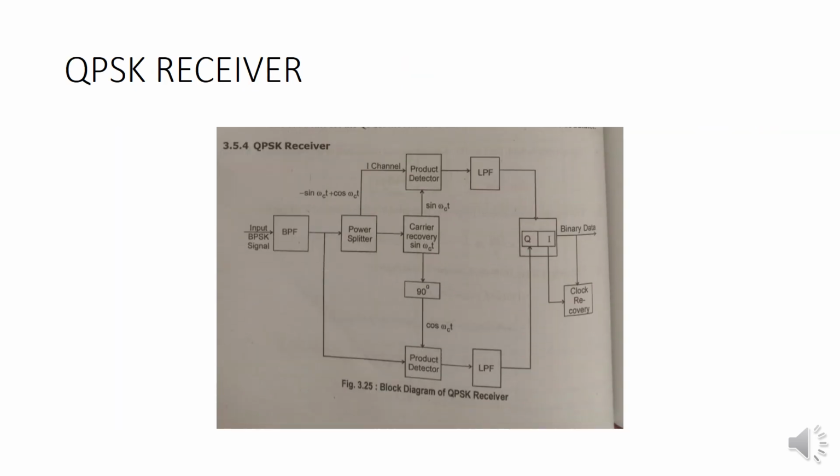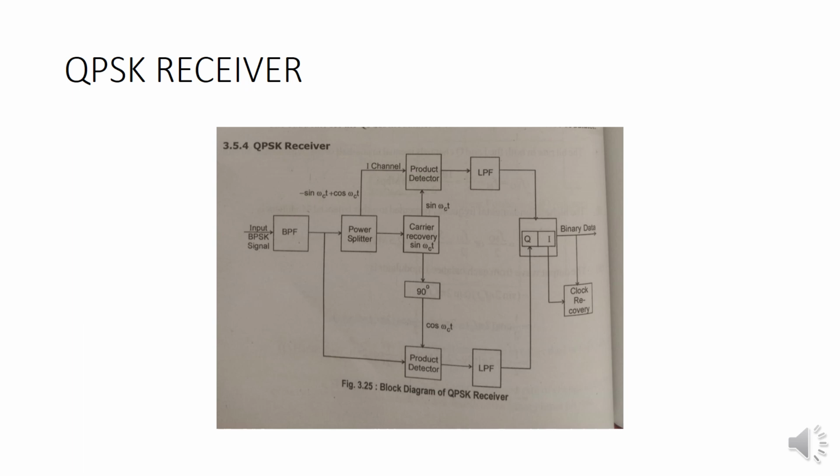This is the QPSK receiver block diagram. The power splitter directs the input QPSK signal to the I and Q product detectors and the carrier recovery circuit. The carrier recovery circuit reproduces the original transmit carrier oscillator signal. The recovered carrier must be frequency and phase coherent with the transmit reference carrier. The QPSK signal is demodulated in the I and Q product detectors, which generate the original I and Q data bits.